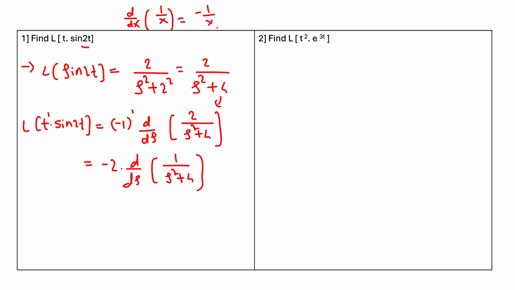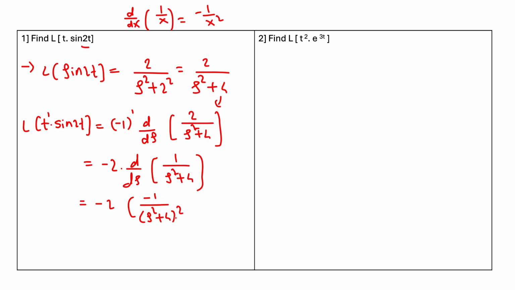Derivative of 1 by x is minus 1 over x square. Remember this formula. This formula you have to use here. Minus 2, keep it as it is, derivative of 1 over s square plus 4. Here x means s square plus 4. So its derivative will be minus 1 upon (s square plus 4) bracket square.